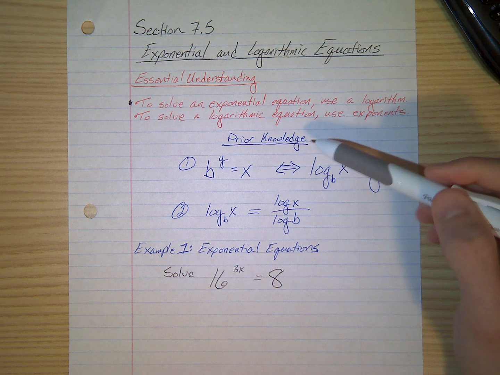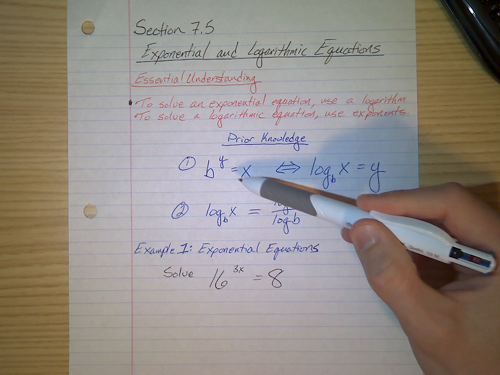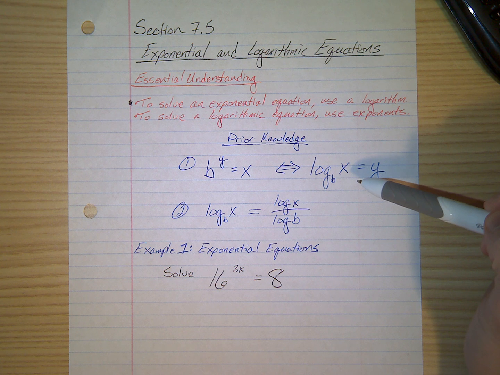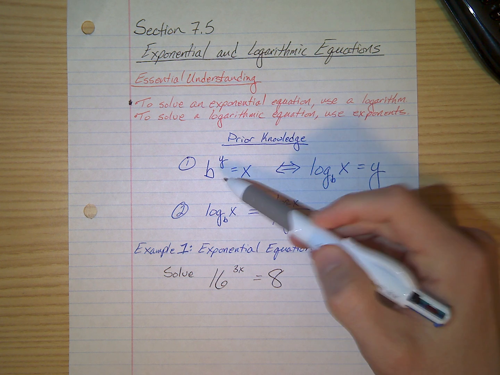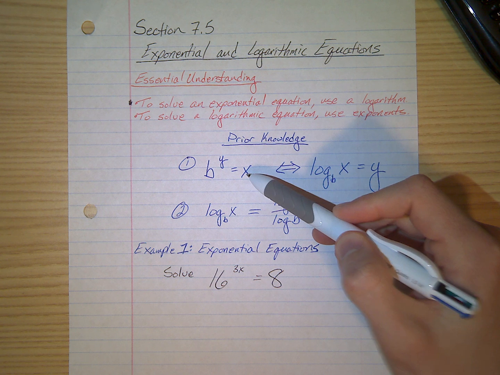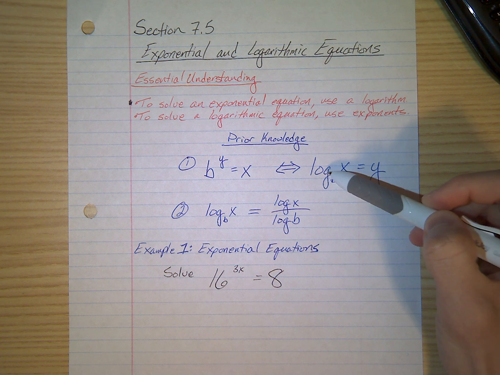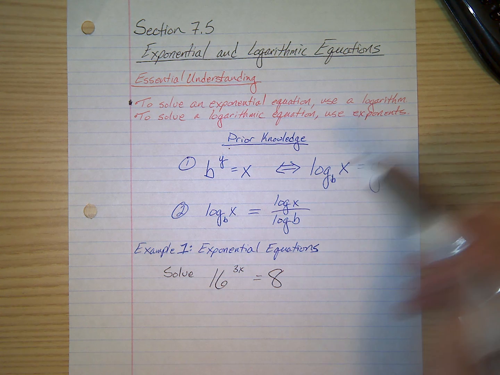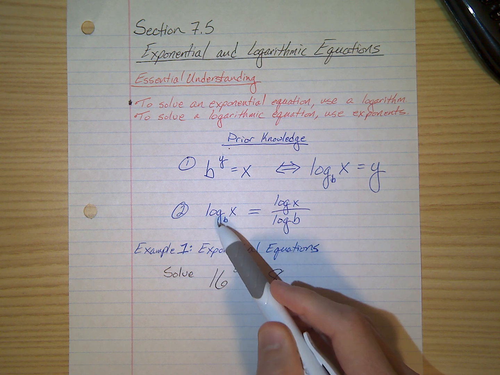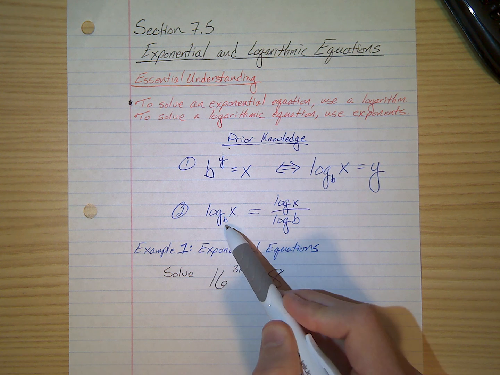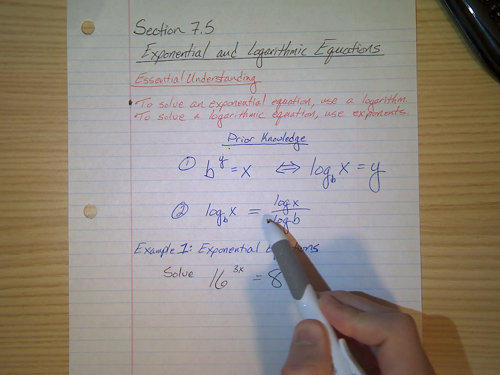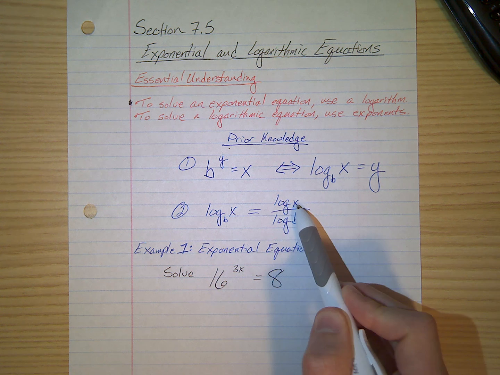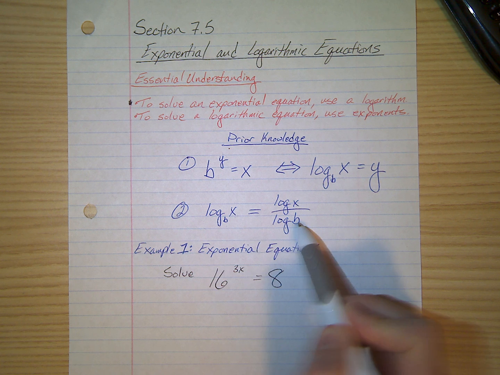Okay, so some prior knowledge before we begin is the relationship between exponential form and logarithmic form. We've talked about this before. b to the y is equal to x in exponential form. That is equivalent to log base b of x is equal to y. So the exponent becomes what the logarithm equals. The second bit of prior knowledge we need to remember is the change of base formula. If we have log base b of x, we can rewrite that as the common log of x over the common log of the original base. So the base would go on the bottom.